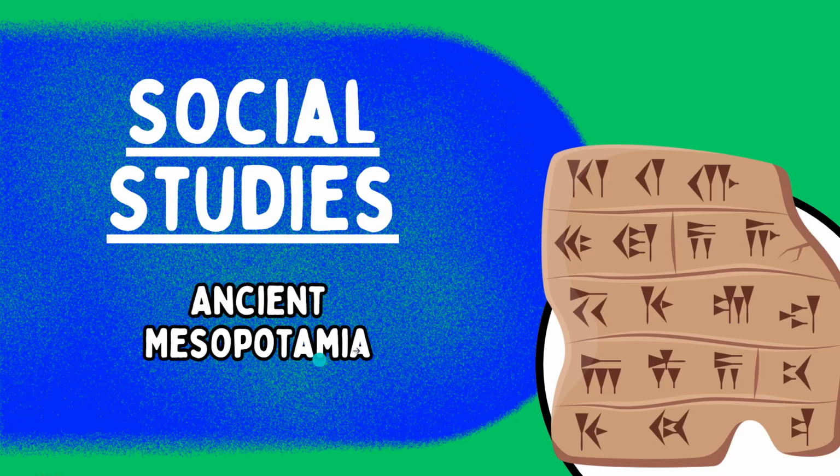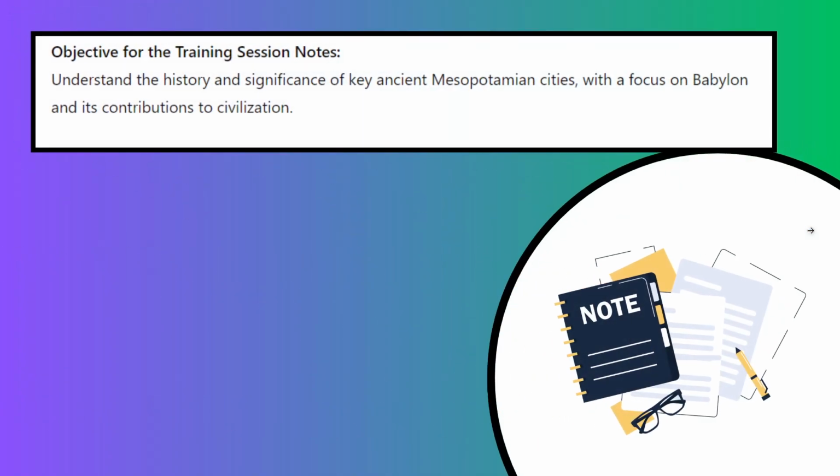Let's talk about ancient Mesopotamia in today's training session notes. As always, remember that we are just skimming the surface on this. Dive a little bit deeper into everything we look at with your own research. Our objective for these training session notes is to understand the history and significance of key ancient Mesopotamian cities with a focus on Babylon and its contributions to civilization as a whole.